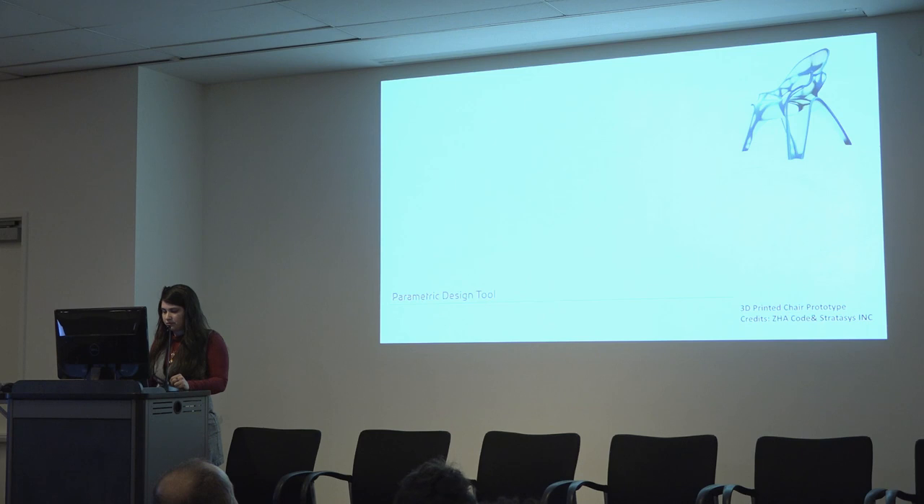We also have the 3D printed chair prototype from Zaha Hadid Code and Stratasys. The video unfortunately is not playing. However, the idea here is that the ZHA code was developed in a custom workflow with repeated interactions between design and structure analysis, and it also utilizes material saving parameters developed by Altair technologies.